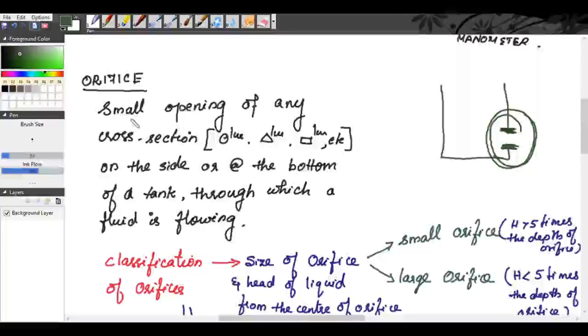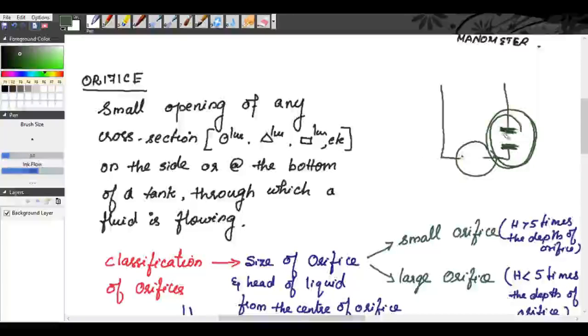Now let us see what an orifice is. It is a small opening of any cross section. This opening can be circular, rectangular, triangular, etc., on the side or at the bottom. So this opening can be at the side of the tank, or at the bottom of the tank, through which water is flowing.